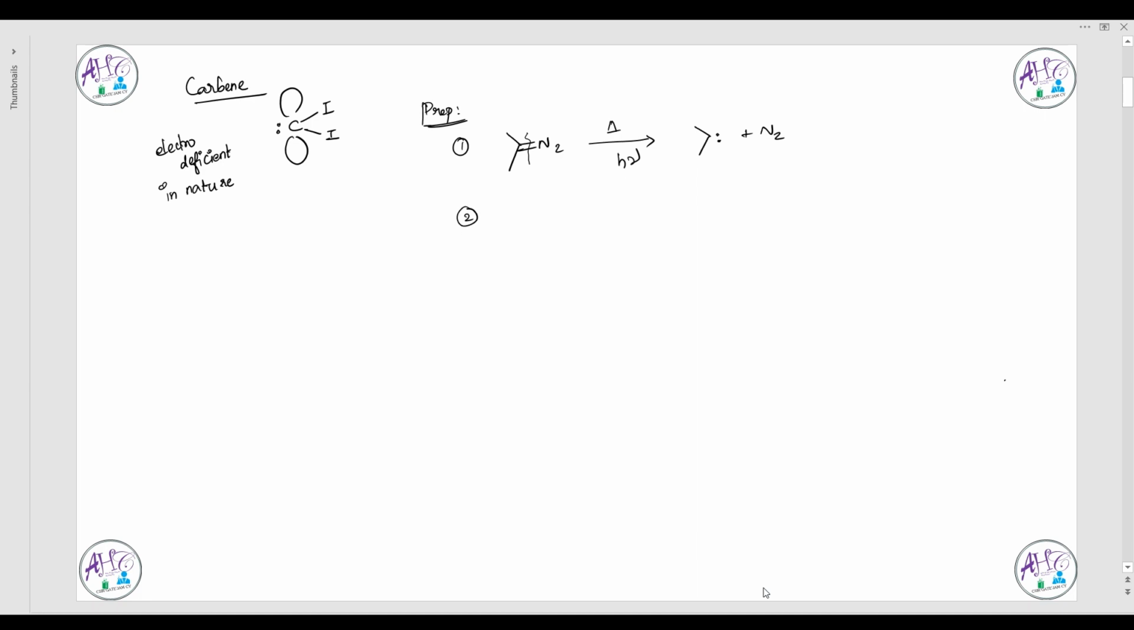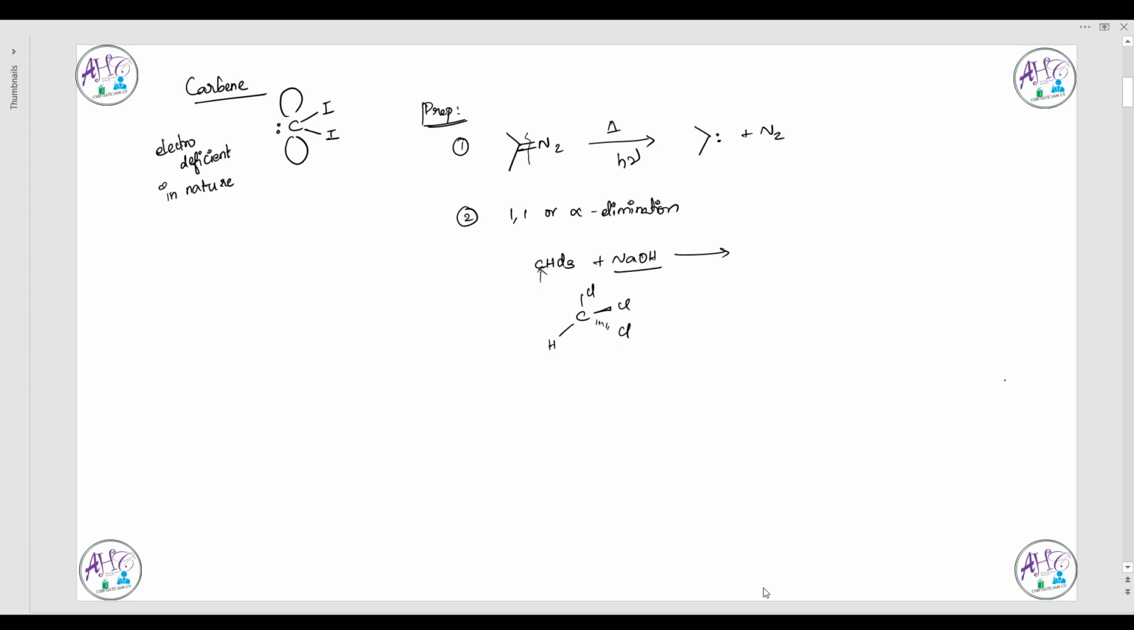Your second method, it can be from your alpha elimination, 1,1 or alpha elimination. Let's say you have your trichloromethyl group. Okay, you have your trichloromethyl group and your sodium hydroxide or any base. What happens? This trichloromethyl group is your sp3 hybridized carbon. So this is going to have a tetrahedral geometry. So this is going to be the structure.